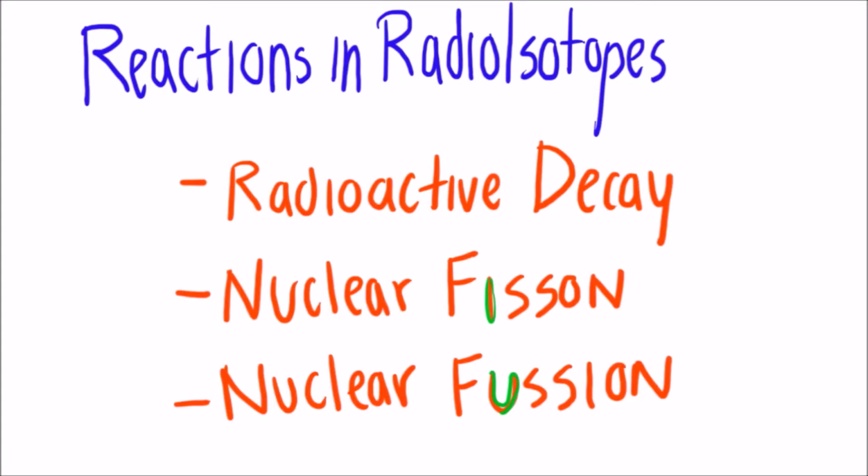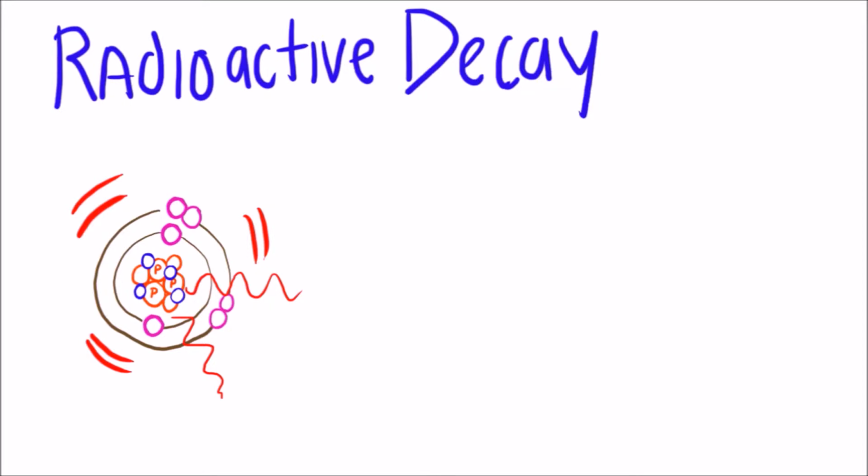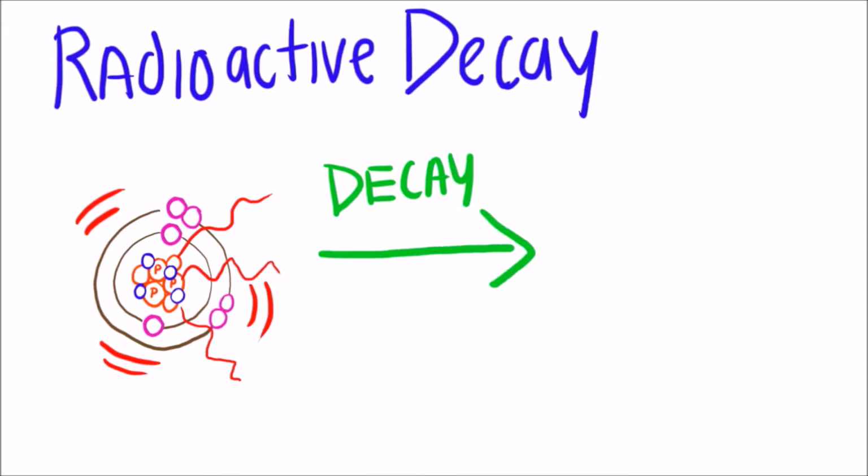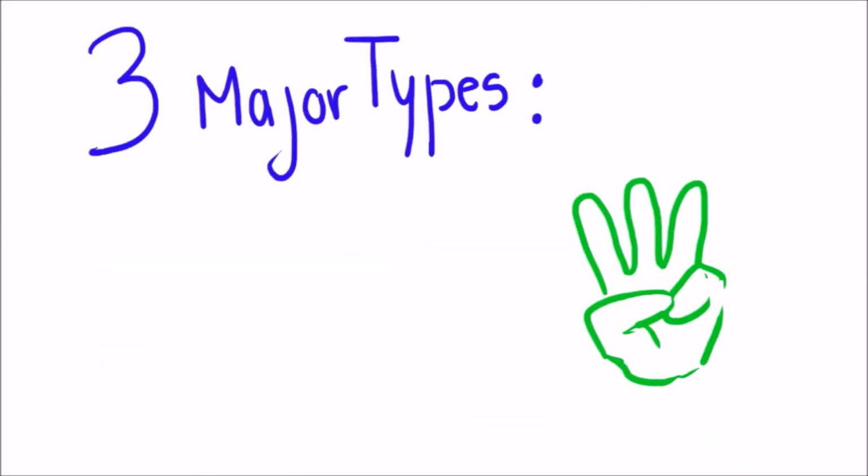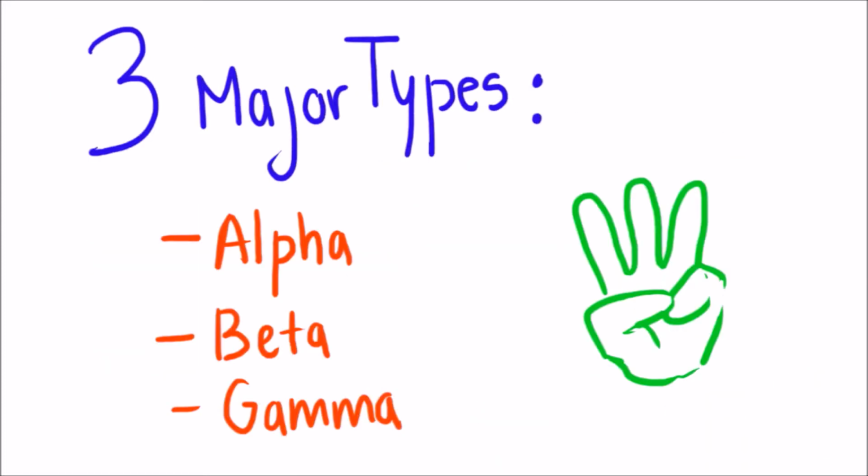Reactions that involve or occur in radioisotopes are radioactive decay, nuclear fission, and nuclear fusion. Products of these reactions include energy or even the formation of new elements. Radioactive decay occurs when a radioactive isotope degrades to a lower energy element until stable. There are three types of radioactive decay: alpha, beta, and gamma radiation.